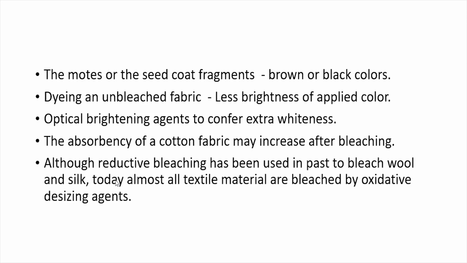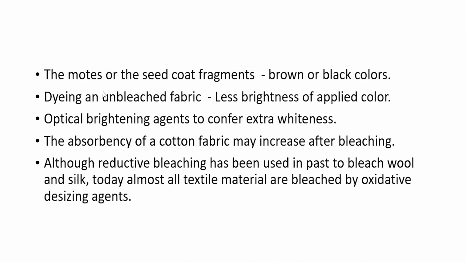And the scoured fabric, that means desizing and scouring is done on a cotton fabric. After that, the fabric may have some motes, that means black particles on the fabric, or seed coat fragments. These are not removed during scouring and desizing. Normally they give a dark brown or black color, which destroys the appearance of your fabric. So these should be removed, and these are removed by bleaching.